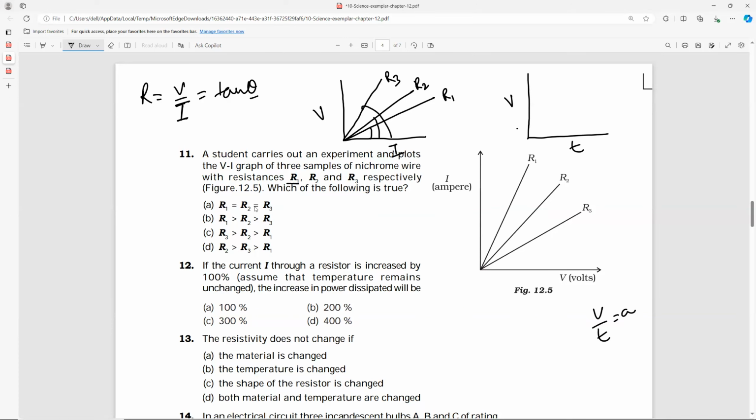But here we don't have a VI graph, we have an IV graph. So theta will always be measured from I. So here the thetas are theta 1, theta 2, and theta 3. So we'll say that the resistance R3 will be greater than R2, which will be greater than R1. Understood? Understood, everyone? Yes, sir. Okay.